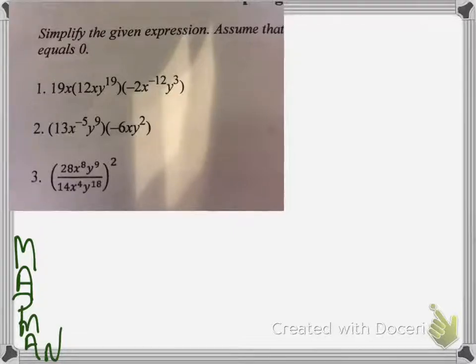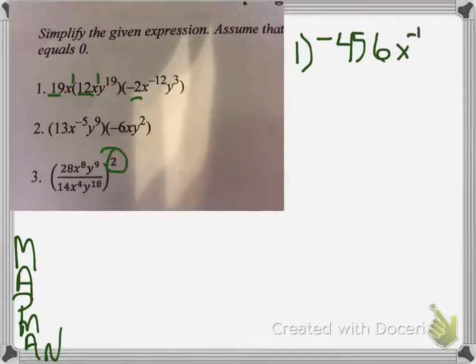Okay, so for the first ones, I would multiply the coefficients, which would be 19 times 12 times negative 2. When I do that, for number 1, I get negative 456. Then I'm going to add the exponents. Because these are all multiplying, the only time you multiply exponents is when you have an exponent by itself, like on number 3. So here, this is 1 plus 1 plus negative 12, which gives me x to the negative 10 power, and then 19 plus 3, which gives me y to the 22nd power.